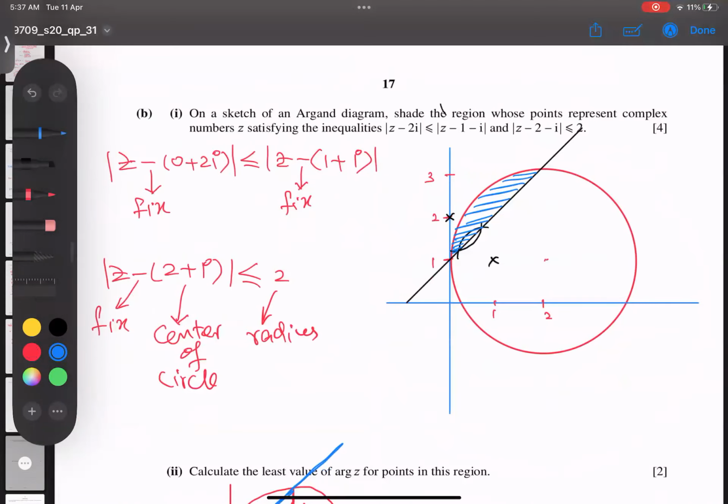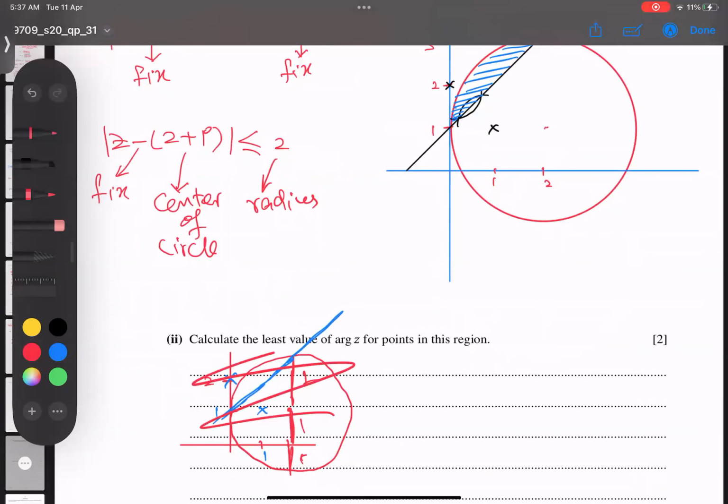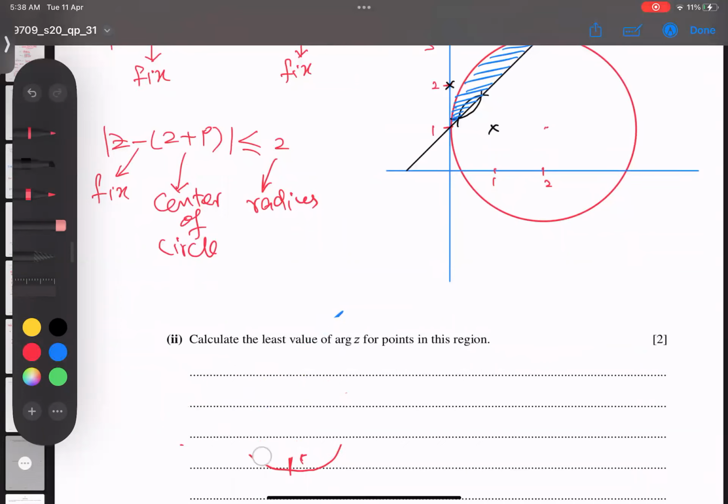And let's talk about the next part. Now I think I can erase it. This thing is okay, or you can keep it as it is, better to erase, no problem at all. Calculate the least argument value. What does argument stand for? The shortest angle with the x-axis is called argument.